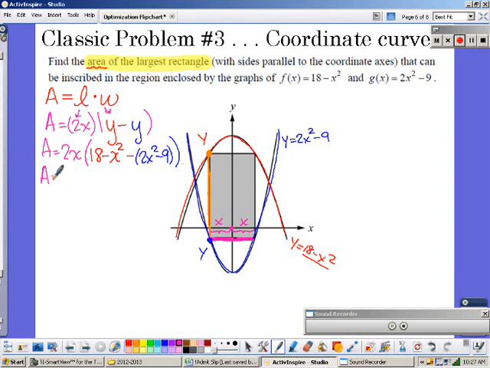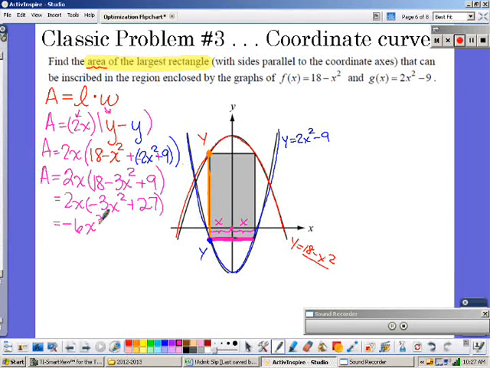Before I optimize it, before I take the derivative, let's simplify so it's not quite so messy. I got 2x, I got 18, and a plus change on these. I have negative x squared minus 2 more x squareds, that's negative 3x squared, plus a 9 because I distributed that negative. I got some like terms: negative 3x squared plus 27, and then let's distribute that 2x. Negative 6x cubed plus 54x.